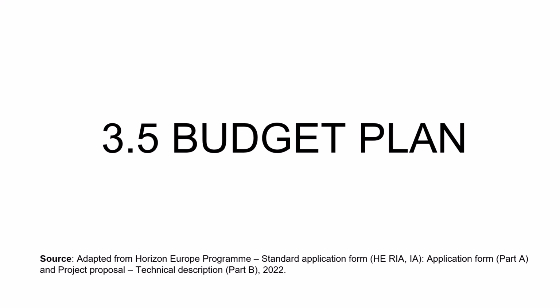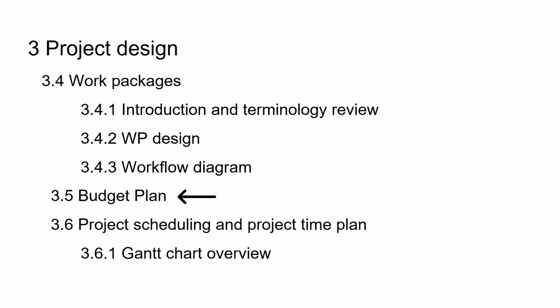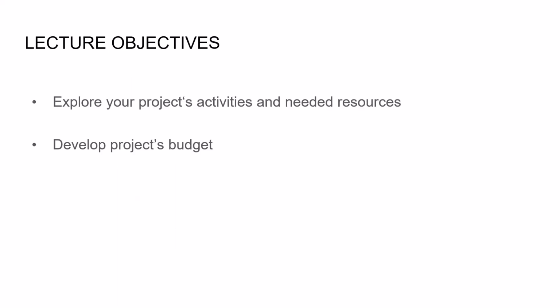We will begin the discussion regarding the budget plans for your project's proposal. Following the course's syllabus, we started by having a general overview of terminology that resulted in the construction of the work packages plan. In this next step, we will outline the contents of a budget. We are going to achieve that by exploring your project's activities and the resources they need to finally develop your project's budget.